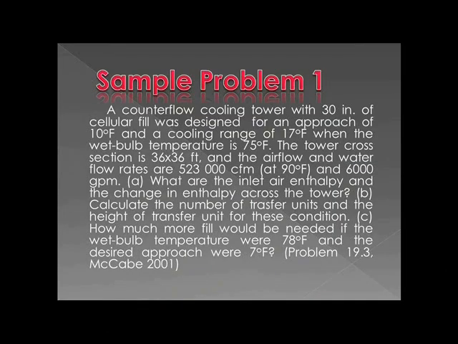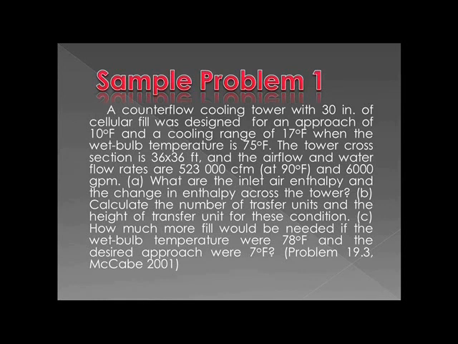A counterflow cooling tower with 30 inches of cellular fill was designed for an approach of 10 degrees Fahrenheit and a cooling range of 17 degrees Fahrenheit when the wet bulb temperature is 75 degrees Fahrenheit. The tower cross-section is 36 times 36 feet, and airflow and water flow rates are 523,000 cubic feet per minute at 90 degrees Fahrenheit and 6,000 gallons per minute.